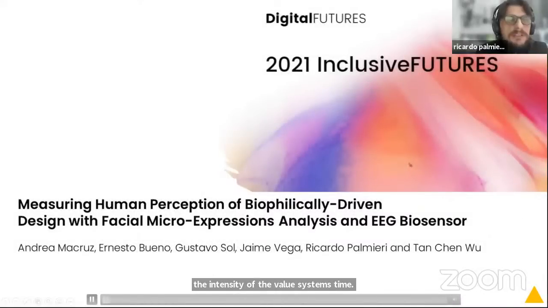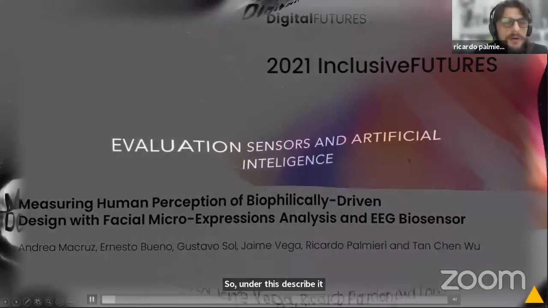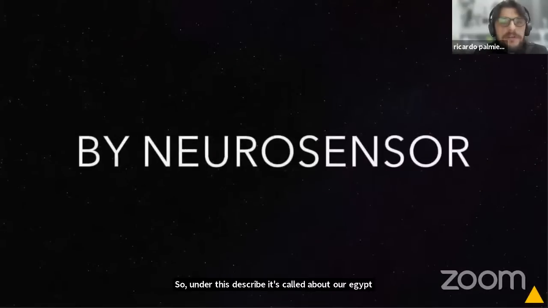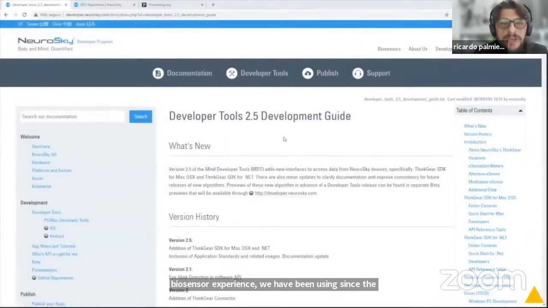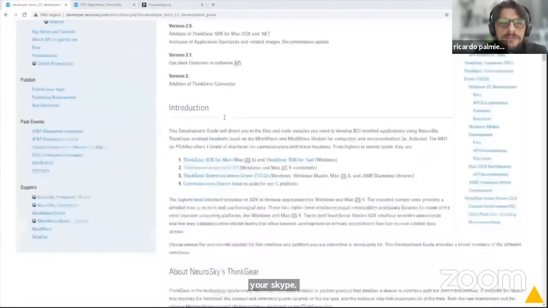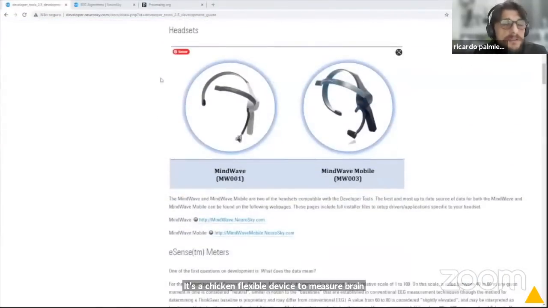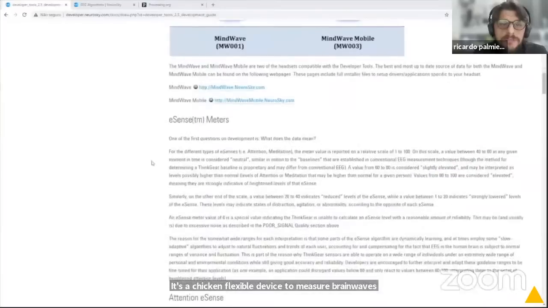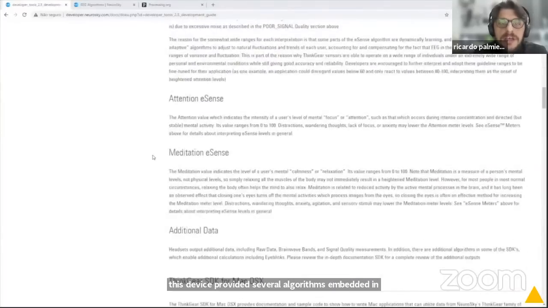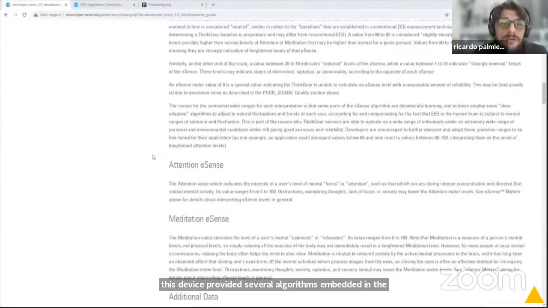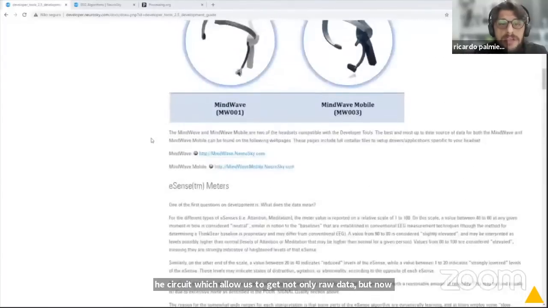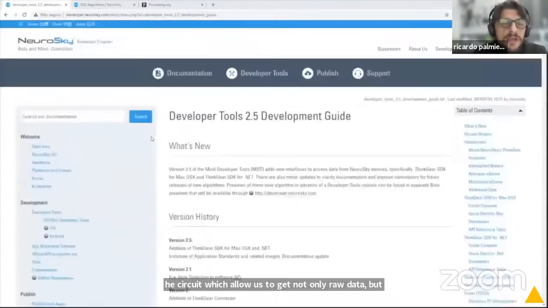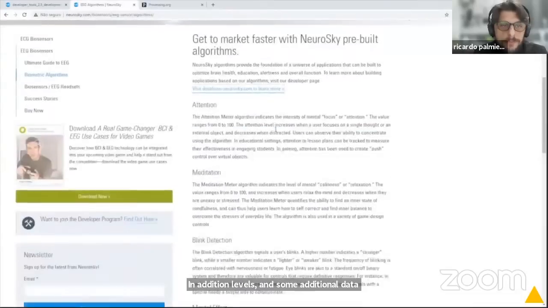So under this described scope about our EEG biosensor experience, we have been using, since the beginning of our research, the MindWave sensor from NeuroSky. It's a cheap and flexible device to measure brainwaves. This device provides several algorithms embedded in its circuit, which allow us to get not only raw data, but also some filtered results, our meditation and attention levels, and some additional data as well.